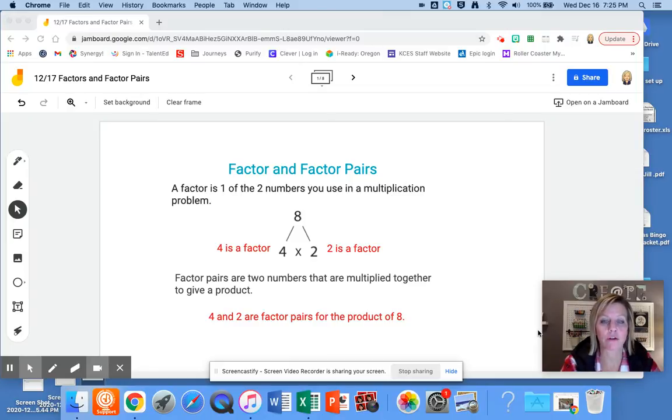Factor pairs are two numbers that are multiplied together to give a product. So 4 and 2 are factor pairs for the product of 8. Keep in mind that a factor is a single number and a factor pair is two numbers, like a pair of socks.